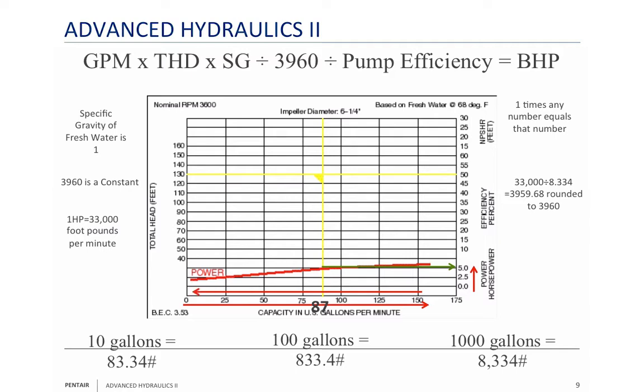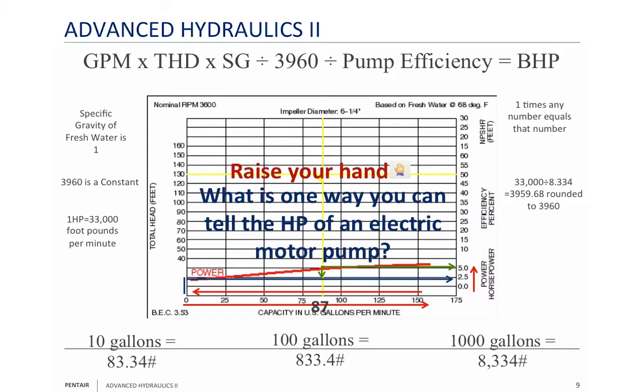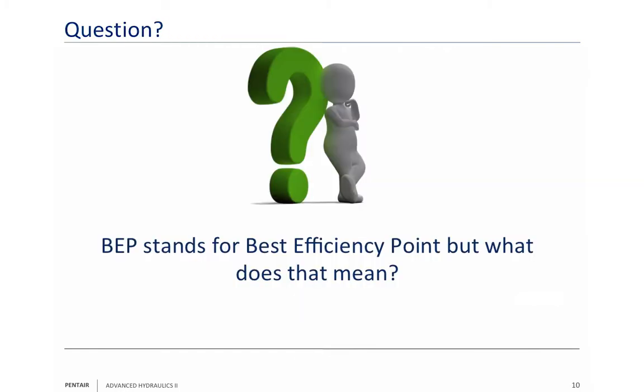As my flow goes down, my horsepower requirement goes down. So you'll notice here that at zero flow, we're at about 2 horsepower. So, what is one way you can tell the horsepower of an electric motor? Most people know you call it amps. Okay? So, of course, what that means is as your flow goes up, your amps are going to go up, and as your flow goes down, your amps should go down.